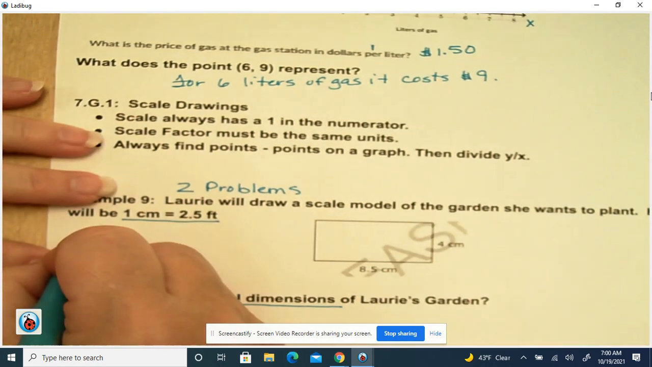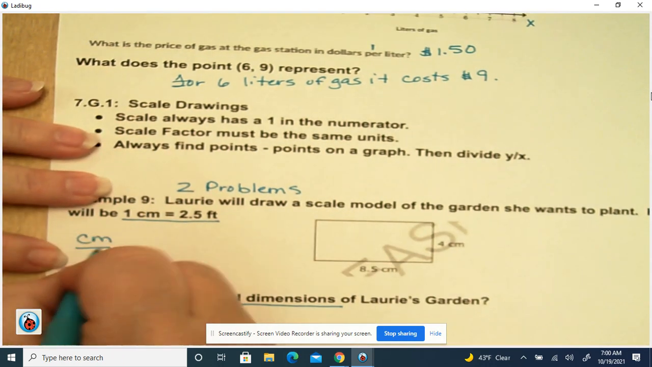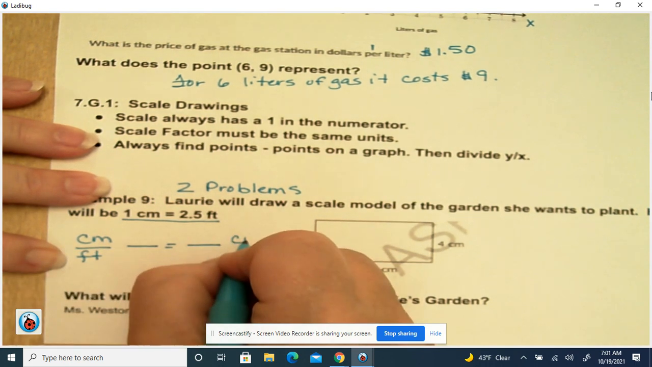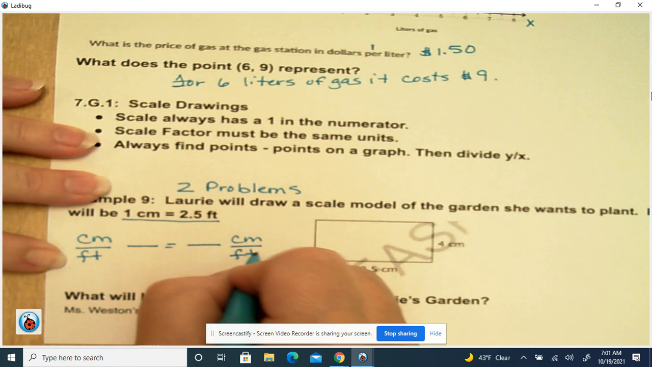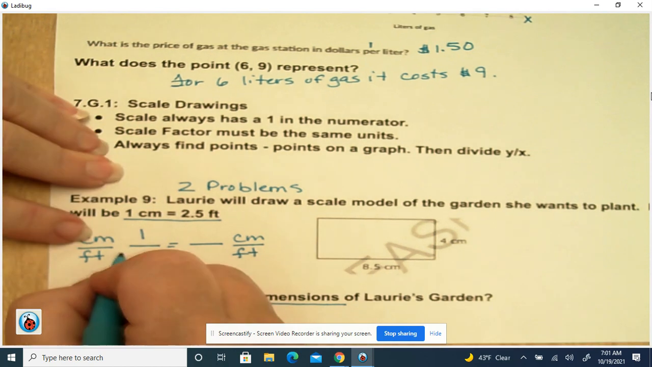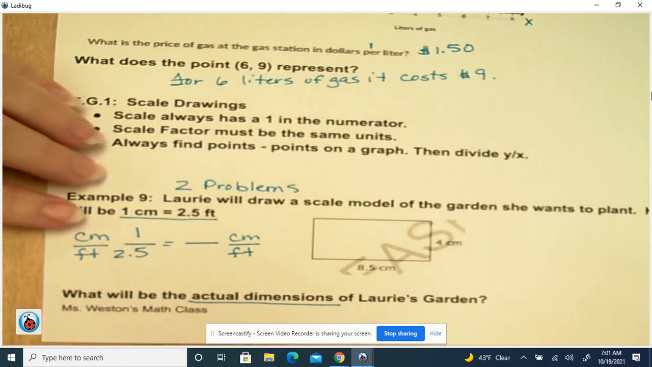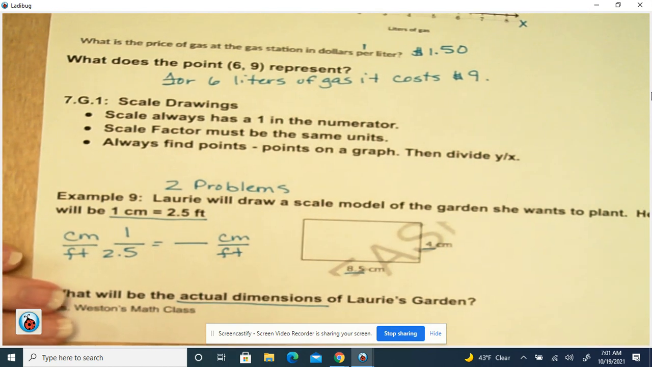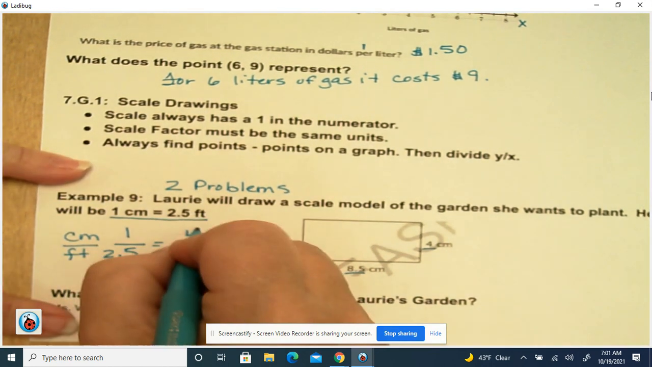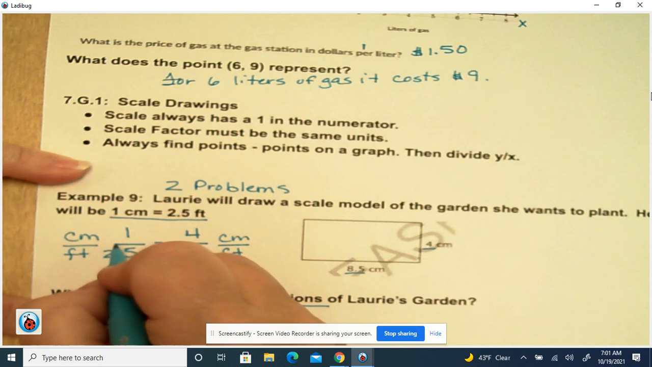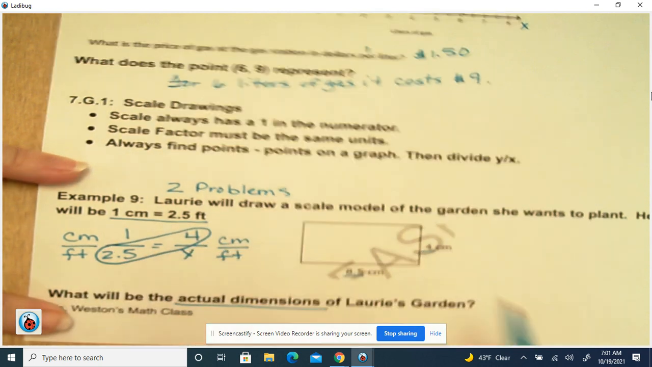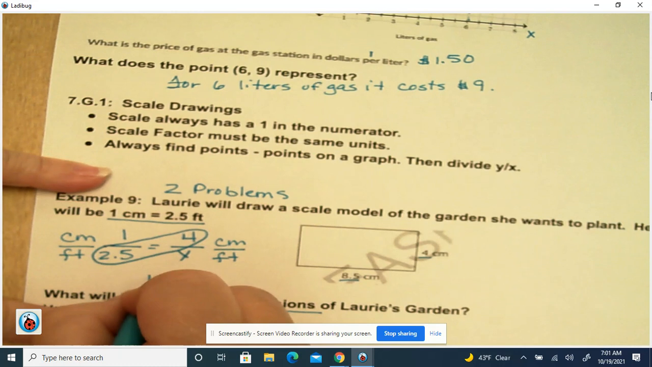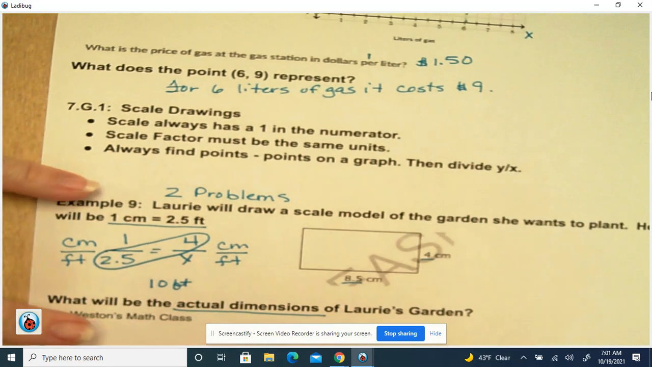So we're going to take our scale, which is centimeters over foot, and then centimeters over foot. We've got 1 centimeter is 2.5 feet. All right, and we've got to do a problem with the 4, and we've got to do a problem with the 8.5. So I'm going to do the 4 first, and it's centimeters, so it goes on top. And we'll circle these 2 numbers, and 4 times 2.5 is 10. So that would be 10 foot.